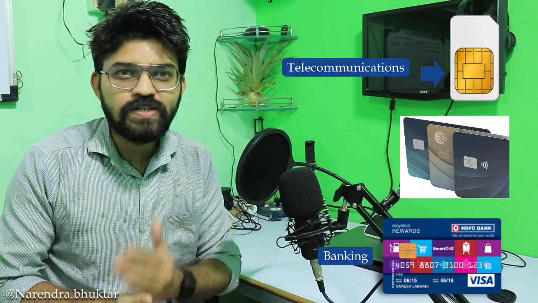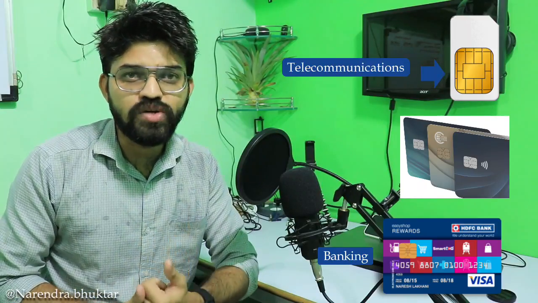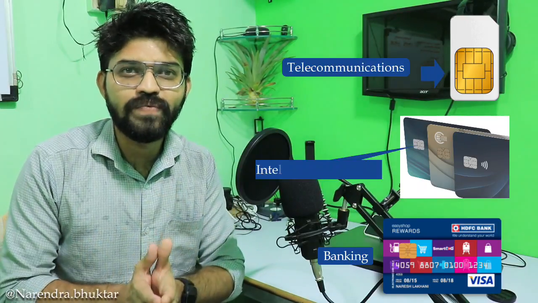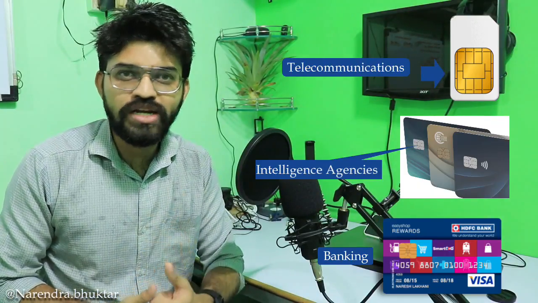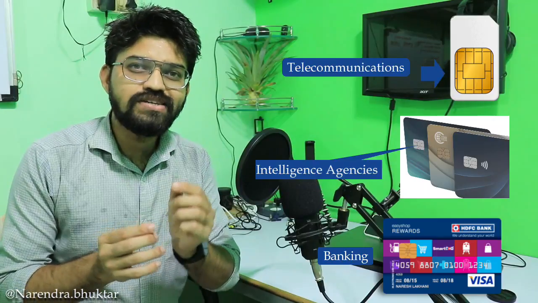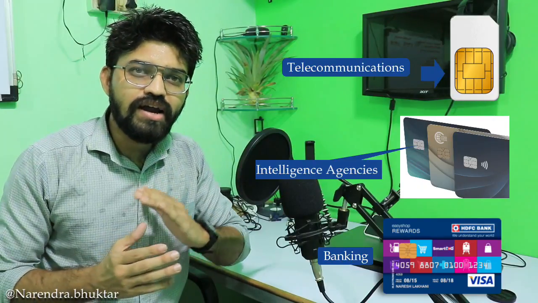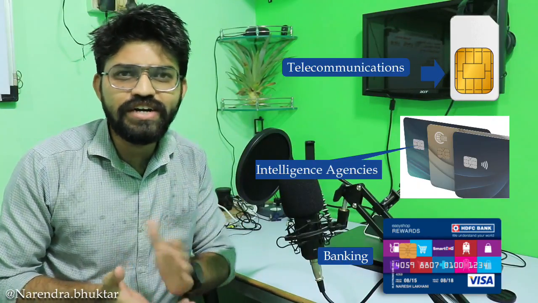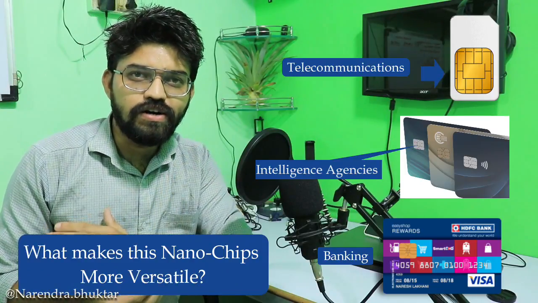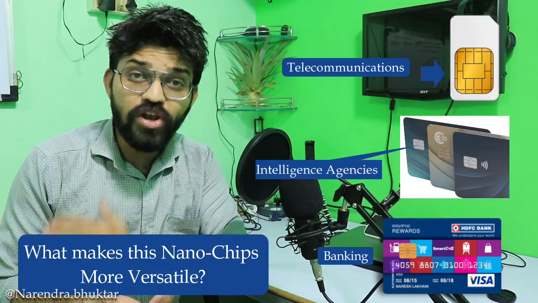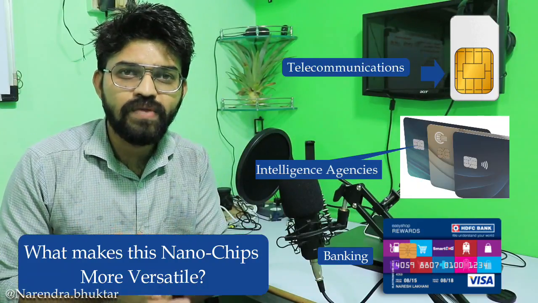Some smart cards also house the nano chip with a SIM card like structure. This belongs to some intelligence organizations. So why are these small nano chips used in different industries? What makes this SIM card, or a small nano chip, so versatile?